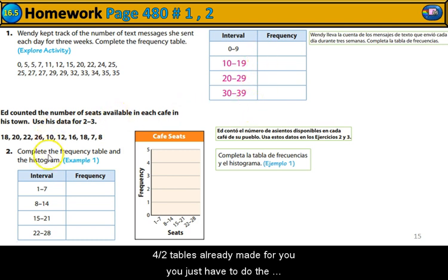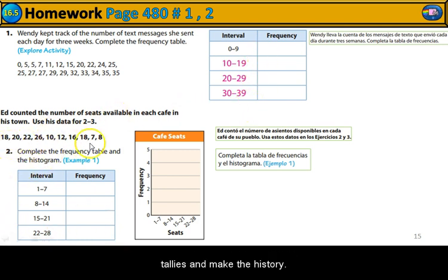Then for number 2, the frequency table is already made for you. You just have to do the tallies and make the histogram. Again, homework tonight is page 480, questions 1 and 2.